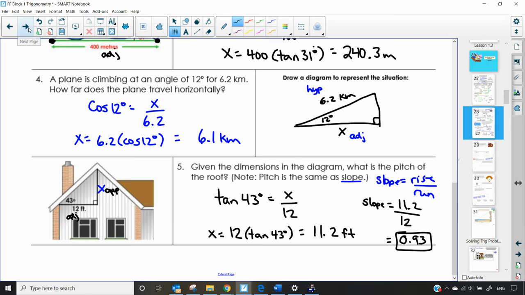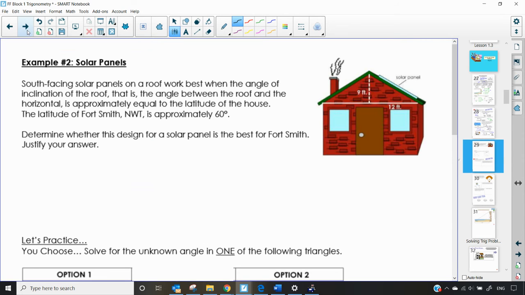All right, so let's take a look at some examples that relate to angles. The first example says, south-facing solar panels on a roof work best when the angle of inclination of the roof, in other words, the angle between the roof and the horizontal, is approximately equal to the latitude of the house. So for example, the latitude of Fort Smith, Northwest Territories is 60 degrees.